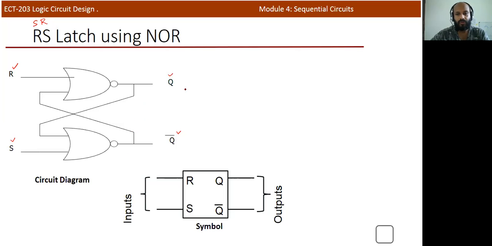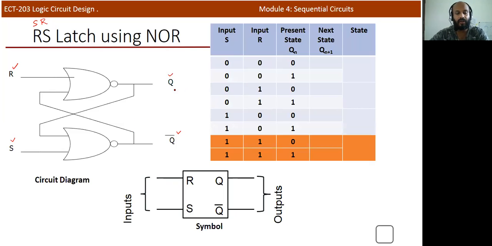Now we need to analyze the working of this particular NOR gate circuit. NOR gate means if any one of the inputs is 1, the output is 0. That's the working of a NOR gate in a simple manner. Here you can see that the output of the first NOR gate is connected to the input of the second NOR gate, and similarly the output of the second NOR gate is connected to the input of the first NOR gate. Now we can analyze the working.